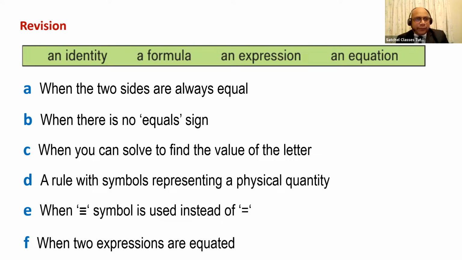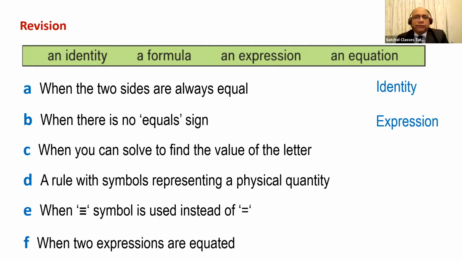The first one: when two sides are always equal, irrespective of the value of the variable, left-hand side and right-hand side are always equal. What do we call that? An identity, correct? Well done. When there is no equal to sign, it means it's simply an expression. It's not an equation or an identity or a formula.